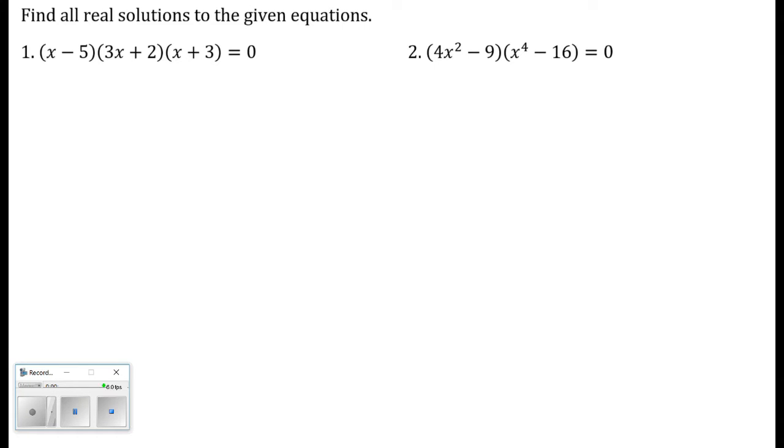Lesson 10, the special role of zero in factoring. Find all real solutions to the given equations. Number 1: x minus 5 times 3x plus 2 times x plus 3 equals 0.